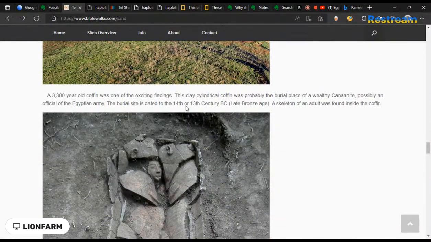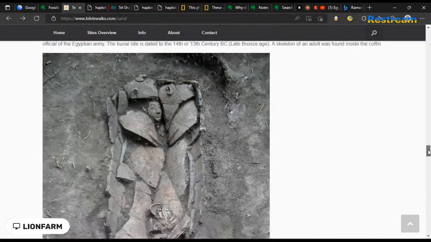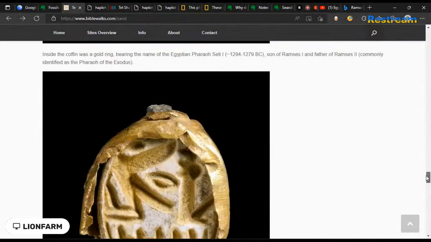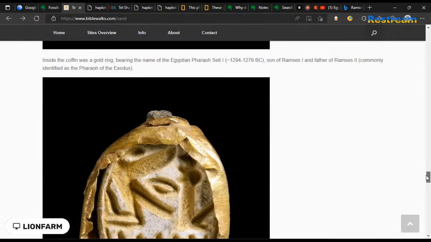So let's talk about the coffin right here. Obviously it talks about what's going on there, right? Probably the burial of a wealthy Canaanite, probably an official, probably an official of the Egyptian army, right? See what's going on there? But the whole name of Seti I is there. And we know that was the area that he had to lock down, right? Just obviously talking about what's inside of it.